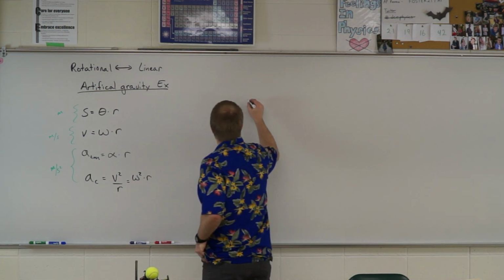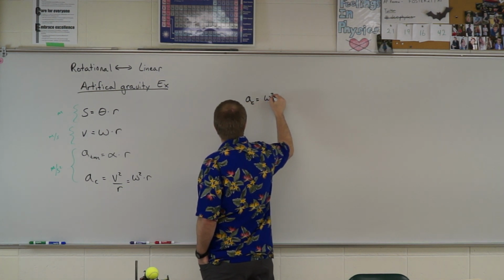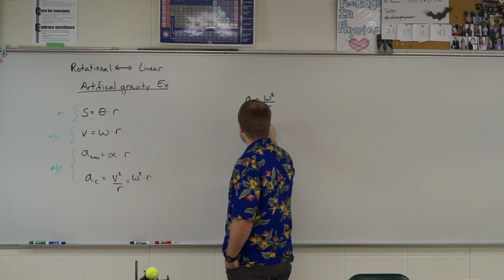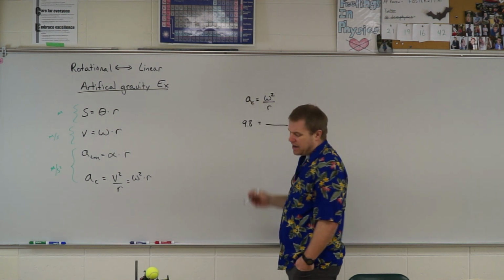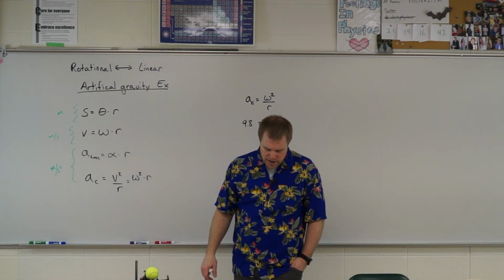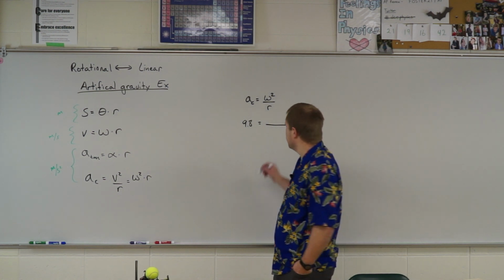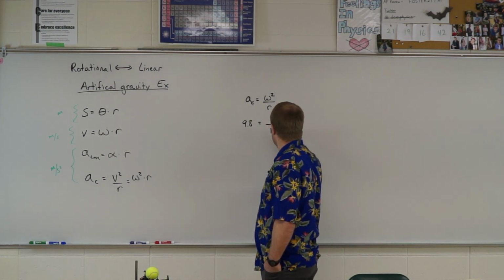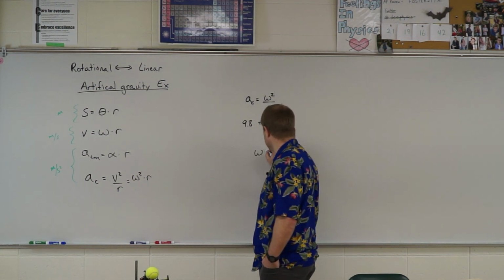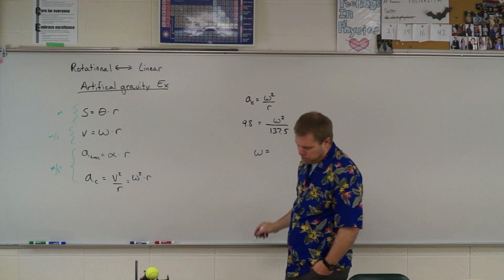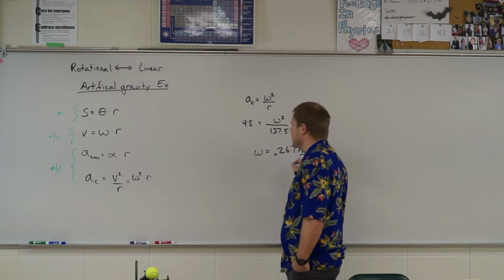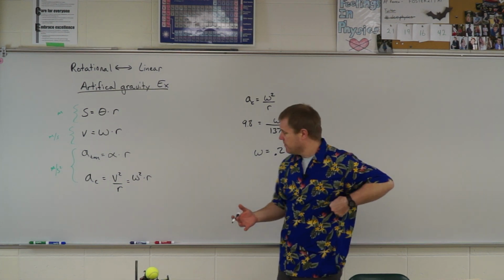All right, so I know I'm going to be using a_c is equal to omega squared over r. a_c I already know is going to be my 9.8 number, meters per second squared. The radius, we're going to have to do a little work here. They said it was 275 meters. We got to half that, so that's going to be 137.5. And we're going to go ahead and solve for omega here. And so we find out that angular speed is 0.267 radians per second, but they don't want it in radians per second, they want it in revolutions per minute.